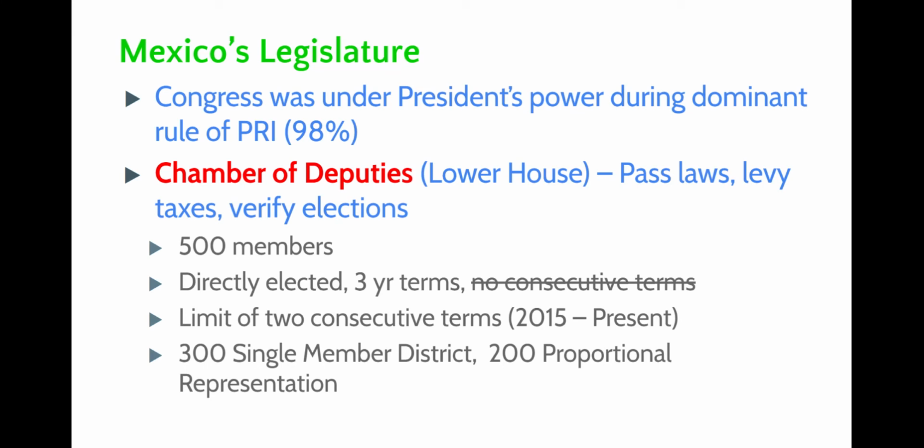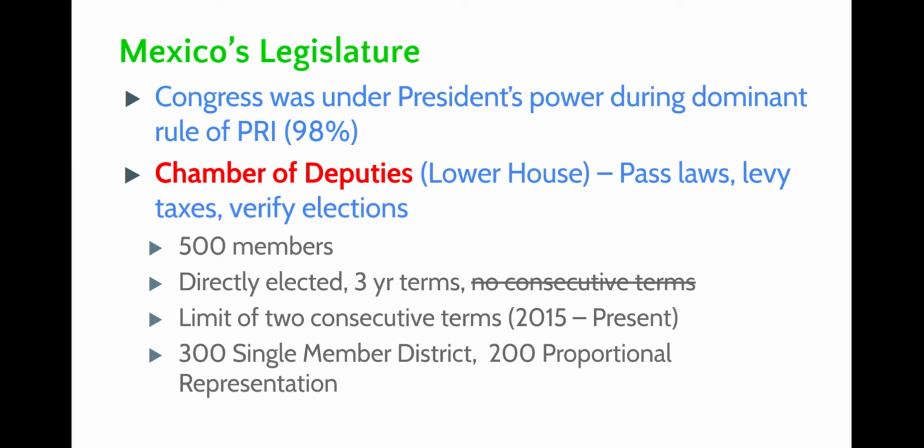So the duty of the Chamber of Deputies, which is the lower house in Mexico, is to pass laws, levy taxes, and verify elections. So for both Nigeria and Mexico, their lower houses are going to look a whole lot like the House of Representatives in the US. And that's not coincidental, given that they were modeled after the House of Representatives. The Chamber of Deputies has 500 members and is directly elected.